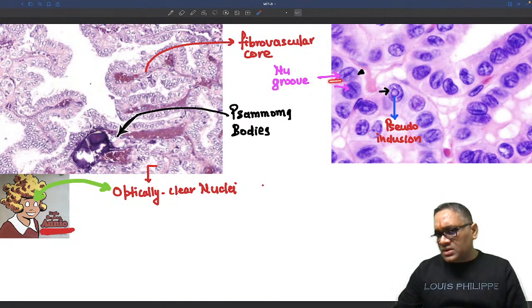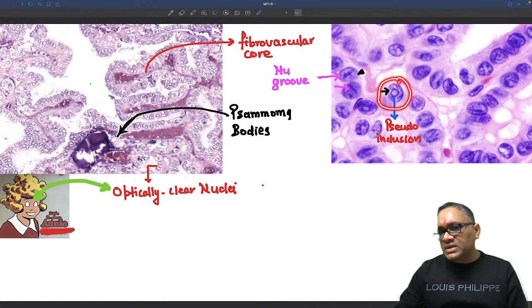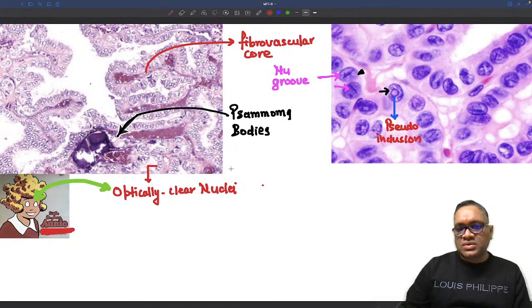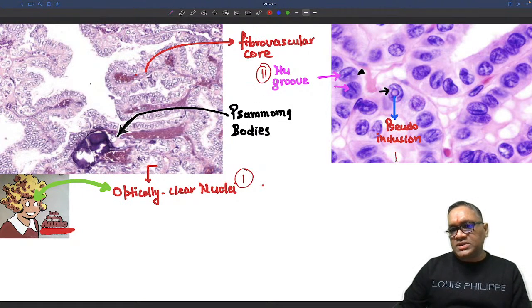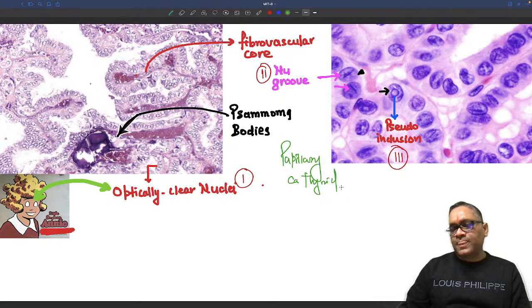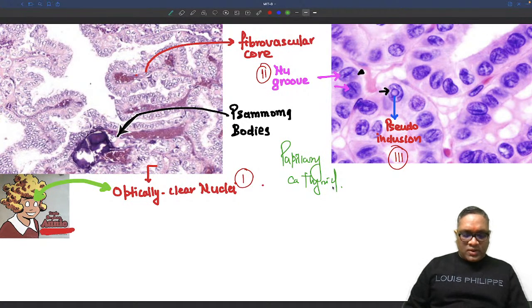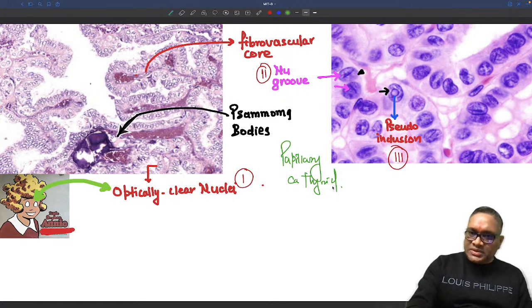Right, now look at this cell. If you look at this cell, you can see the nucleus is having one line like this. So that is called nuclear grooving. Second point. Right, now in this cell you can notice that cytoplasm is coming inside and forming inclusion. So this is called pseudo inclusion. So now you understood these three findings: optically clear nuclei, nuclear grooving, and pseudo inclusions. So all these are diagnostic for which thyroid cancer? Papillary carcinoma of thyroid. Right? So for papillary carcinoma of thyroid, we can give a diagnosis on the basis of nuclei.